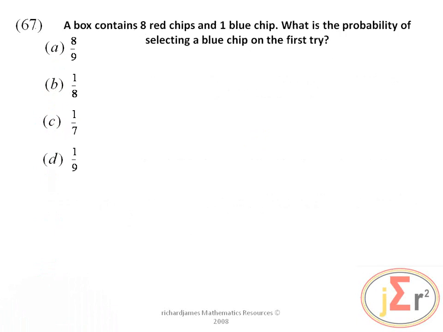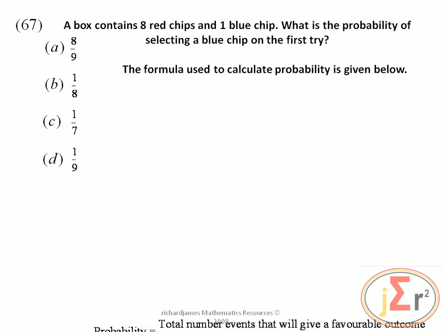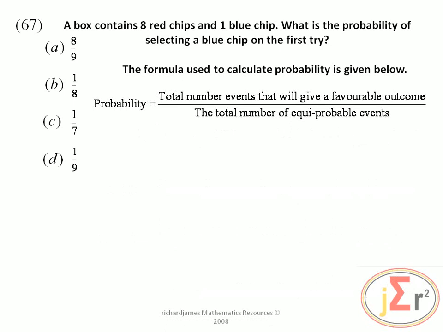A box contains 8 red chips, 1 blue chip. What's the probability of selecting a blue chip on the first try? That is another probability problem. And of course, we know our nicely worded formula that we need to determine the probability: total number of events that will give a favorable outcome over the total number of equiprobable events.